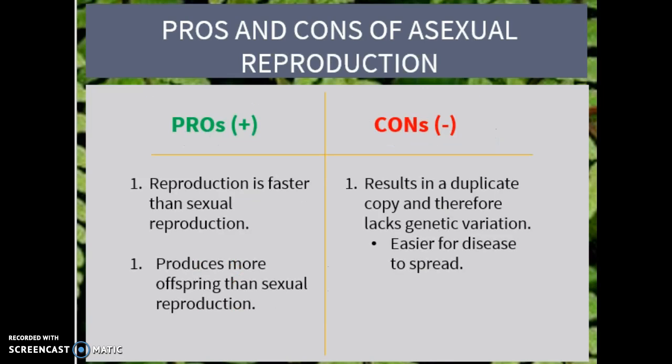So let's talk about the pros and the cons. They're listed up here on the board for asexual reproduction. So if you're following asexual reproduction, the reproduction is going to be faster than sexual reproduction, and there'll be more offspring. The con is that in asexual reproduction, it's an exact duplicate, so it's going to lack genetic variation. That could become a problem if a disease or an illness hits the community.